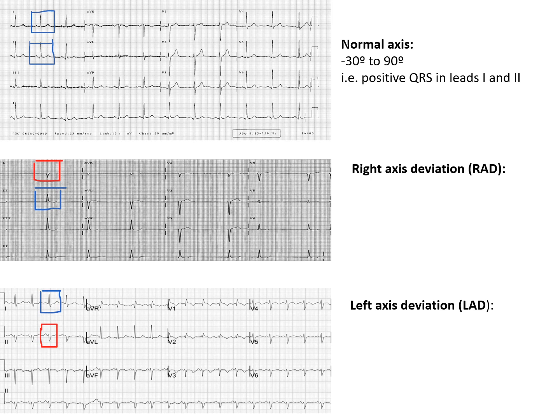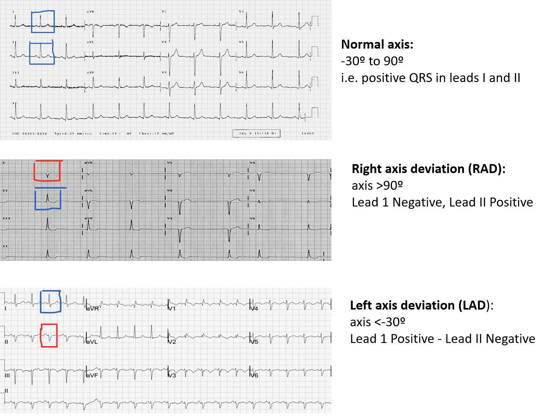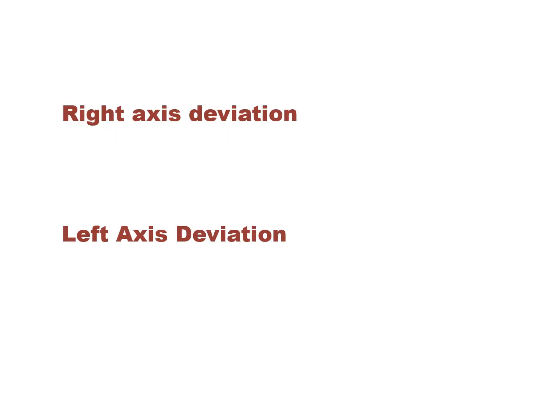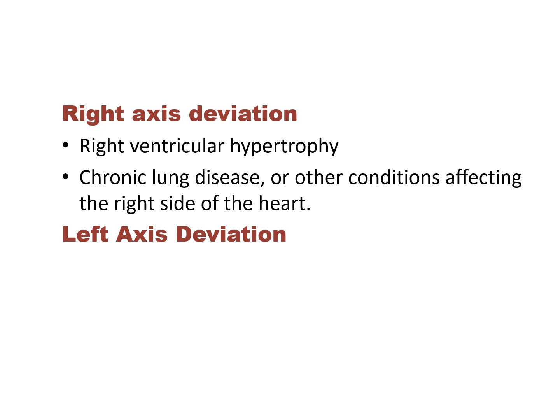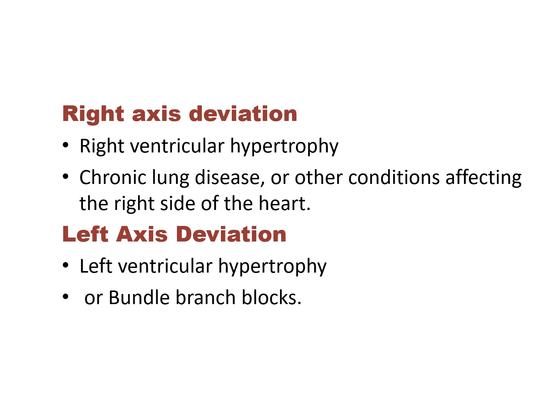In right axis deviation, the axis is more than 90 degrees and the QRS complex is positive in lead 2 but not in lead 1. In left axis deviation, the axis is less than -30 degrees and the QRS complex is positive in lead 1 and negative in lead 2. The causes for right axis deviation may include right ventricular hypertrophy, chronic lung disease, or other conditions affecting the right side of the heart, whereas the causes for left axis deviation may include left ventricular hypertrophy or bundle branch block.